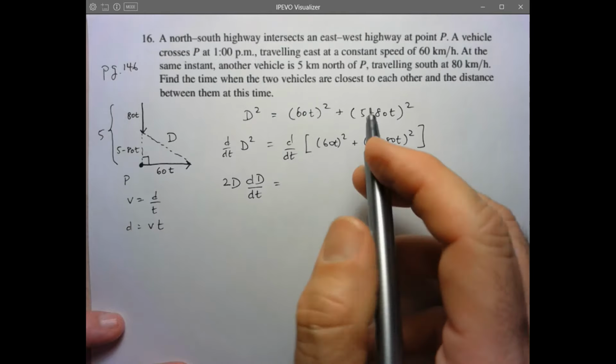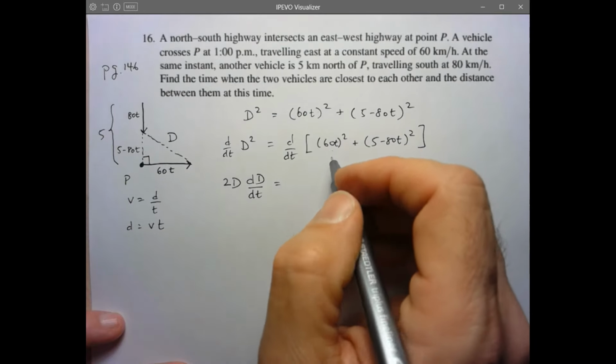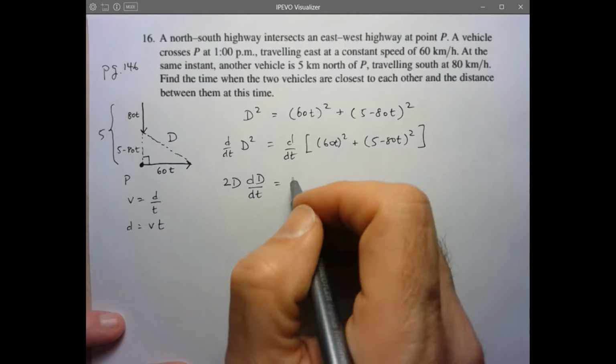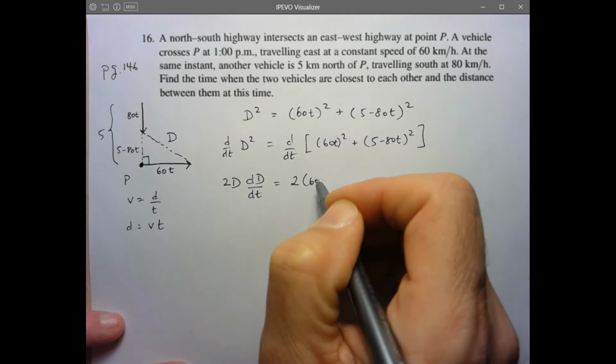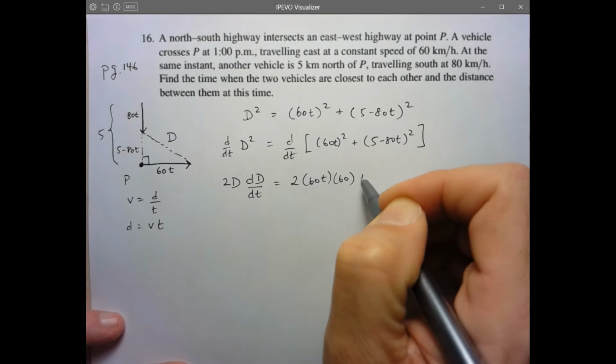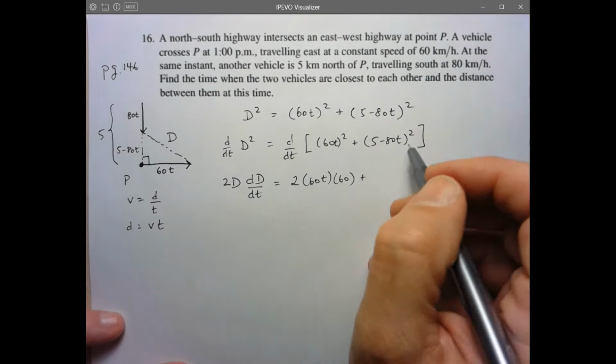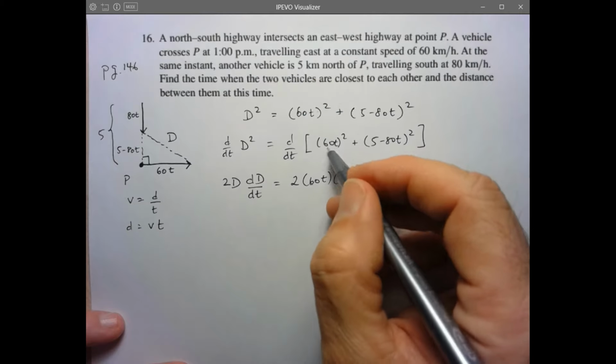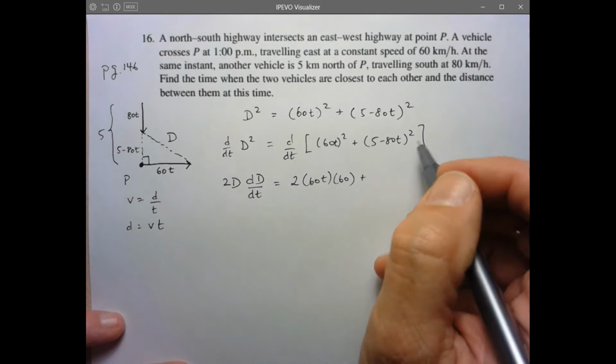I certainly could, but I'm going to take the derivative of this thing here. So this is like my u squared, so 2 times 60t times the derivative of 60t is just 60. Okay, plus this one here, chain rule really comes in more handy. I could have done this by first multiplying it out, but here the chain rule is handy.